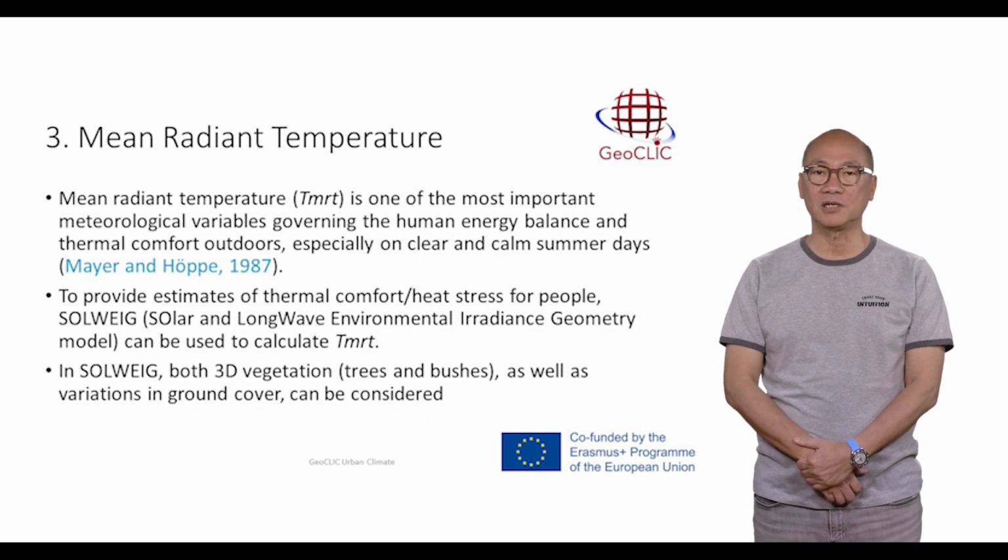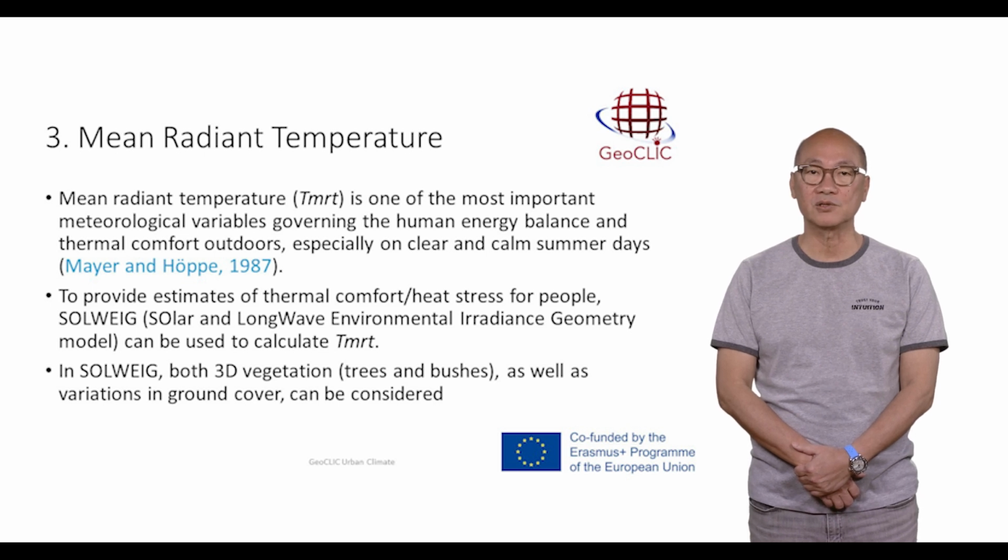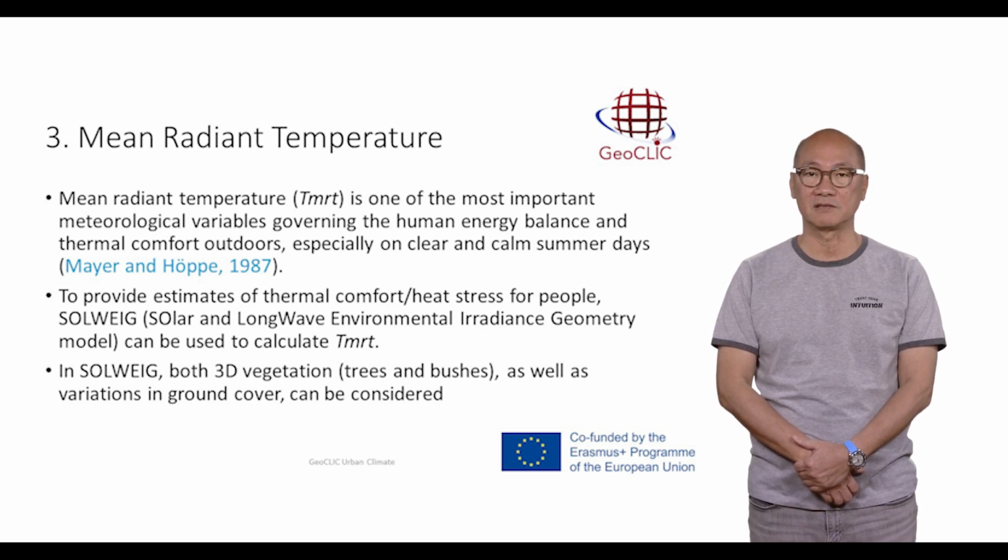Next, we want to talk about temperature. First is the mean radiant temperature. It is the most important variable to understand outdoor comfort. We can use the solar and long-wave environmental irradiance geometry model to calculate mean radiant temperature. Input variables include the 3D vegetation covers and variation in ground cover.